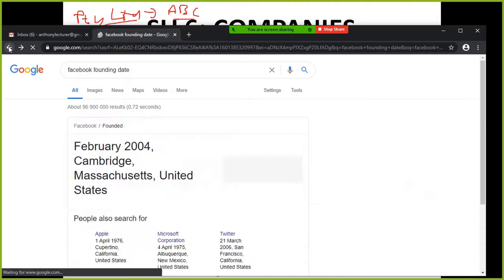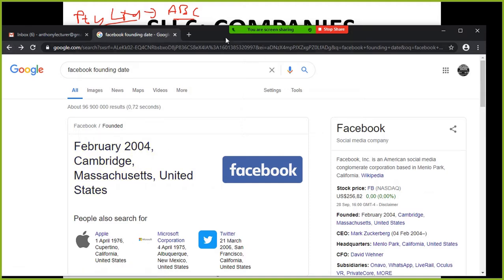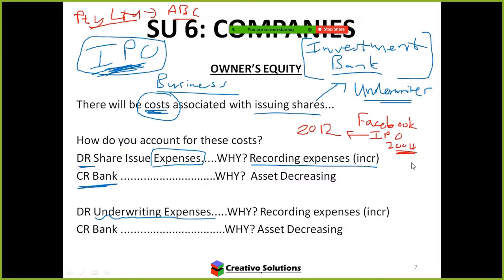Right, so coming back to what we said here, 2004, let's correct the dates. This was when Facebook started. When Facebook started, it would have been a private company. Facebook listed on the New York Stock Exchange in 2012. Okay, so 8 years ago. That's when Facebook went public, IPO.